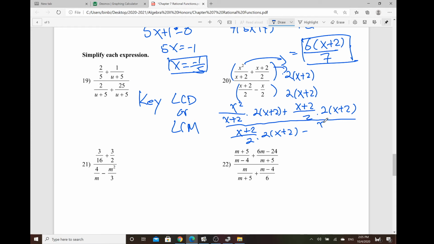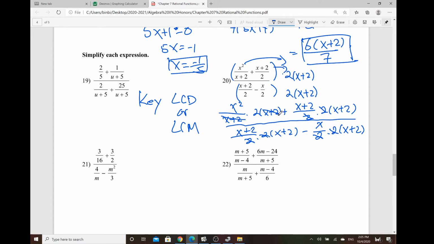Again, something wrong with this pen here. Okay, so x over 2 times 2 times x plus 2. And the purpose of doing that is we want to cross cancel. So x plus 2 cancels out with the x plus 2. 2 cancels out with the 2. 2 cancels out with the 2. 2 cancels out with the 2.